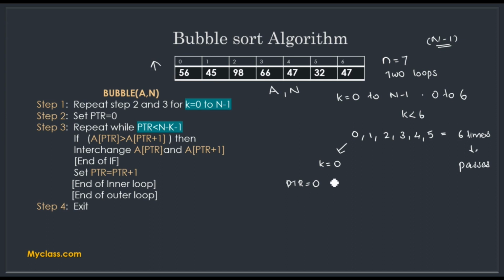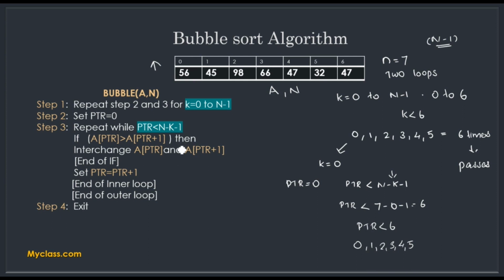So at k equal to 0, we set ptr equal to 0. Then we start the inner loop, which runs while ptr is less than n minus k minus 1. So the inner loop works according to the value of k. In the first pass, in this particular example, it is up to 7 minus 0 minus 1, that is 6. So the inner loop works up to 6, that is 0 to 5.